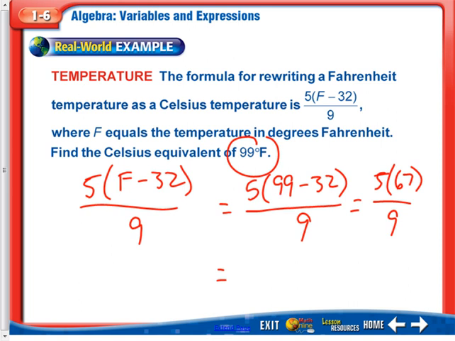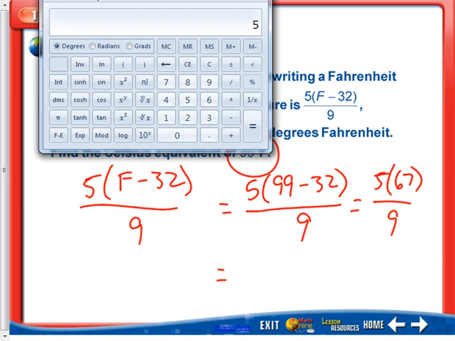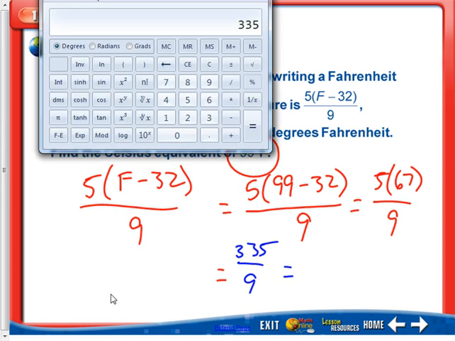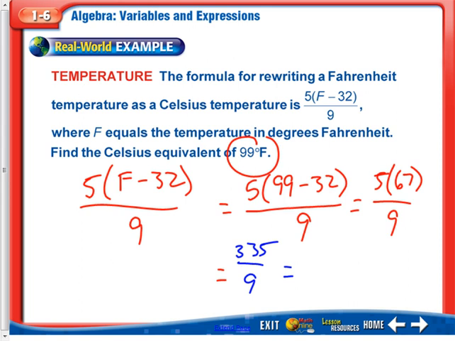Now we need to do 5 times 67. So I'm going to use my calculator. I'll do 5 times 67. All right, and I get 335. So let's write that for the numerator. We're going to get 335 all divided by 9. And finally, I can go ahead and divide by 9. So let's do that. Let's go ahead and hit divided by 9. And we get 37.2. Okay, and that will round down because 2 is less than 5.